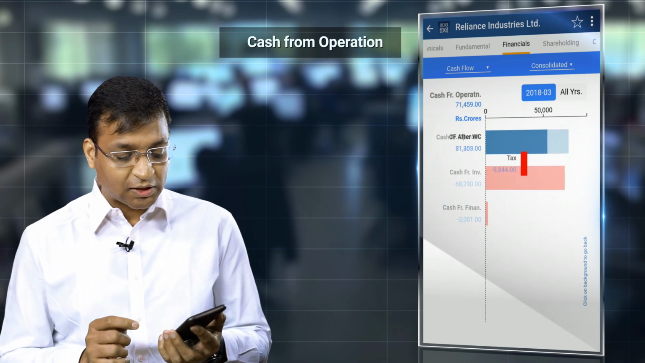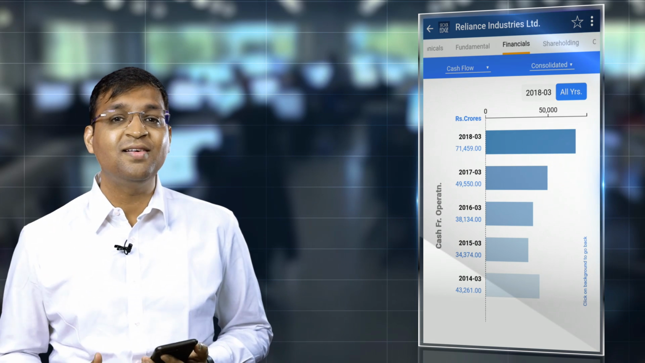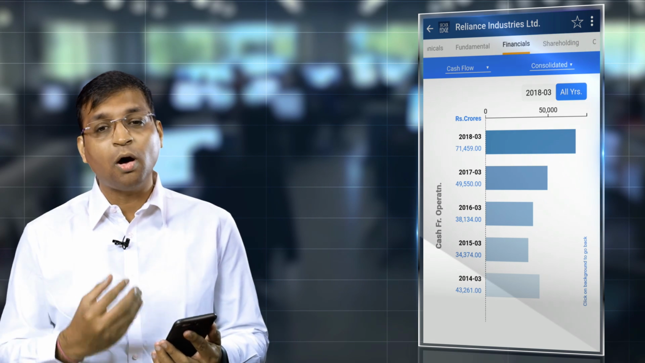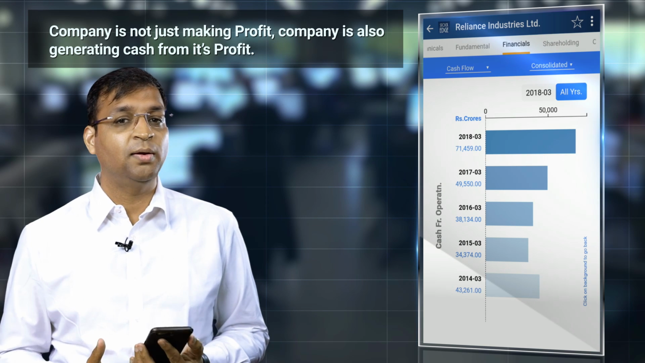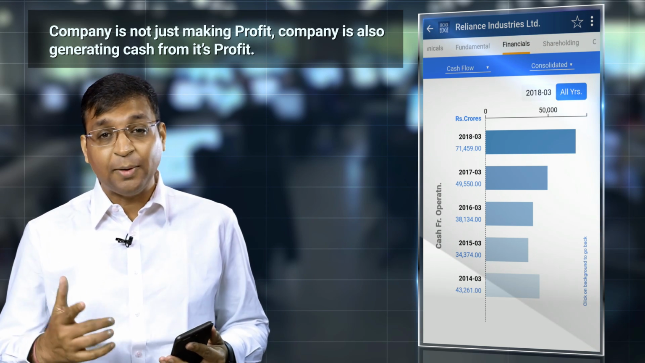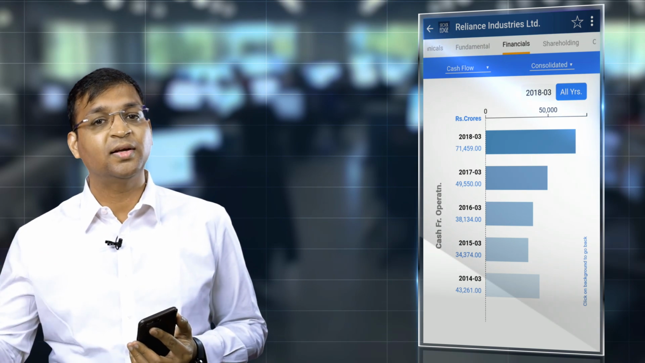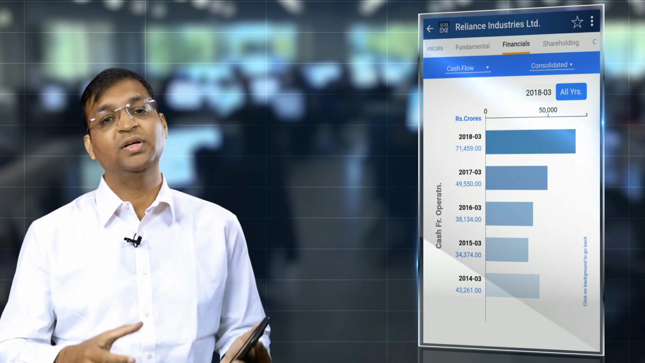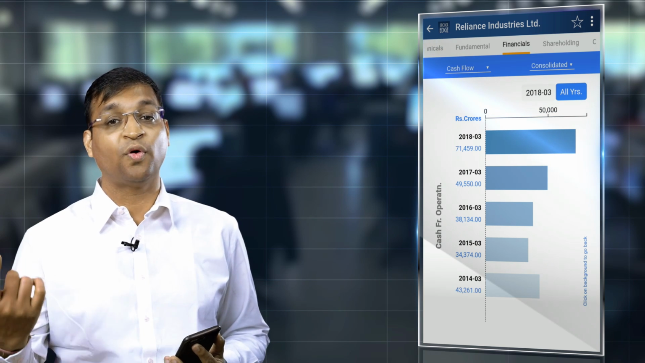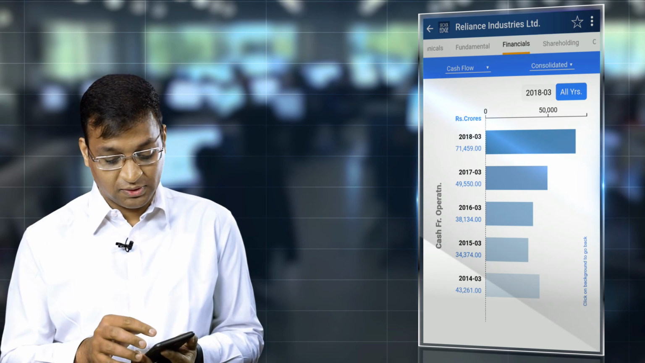Let's go inside the cash from operation and let's press all years. You will see the trend associated with this company as far as cash from operation is concerned. This is phenomenal. The company is not just making profit, but is also generating cash from its profit. That means the company is generating profit and not parking its profit in debtors or inventory. Eventually the profit is getting into cash, which is the most critical, because the cash helps you do follow-on capex and follow-on expansion in the business.